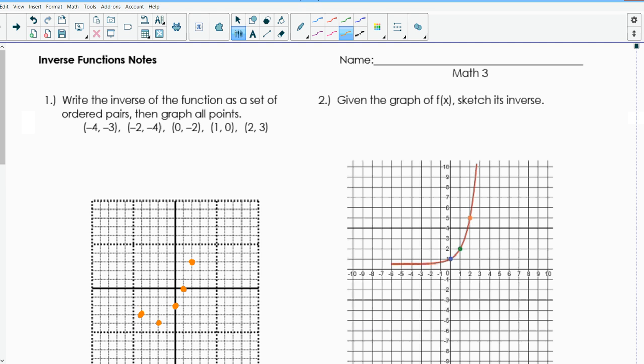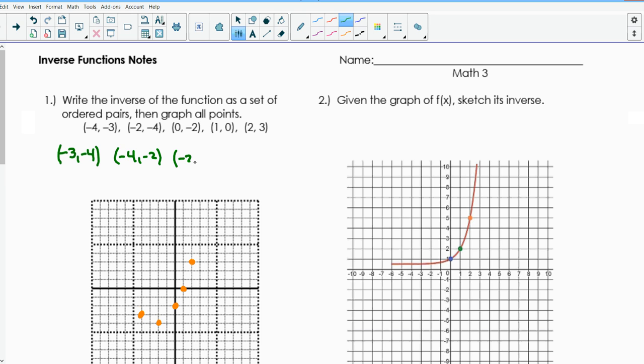Okay, so it should look like this. We're not going to connect them. It's not a function. It's just coordinates. Okay, the inverse of these coordinates just means that you flip-flop their order. So instead of -4, -3, write down -3, -4. And then -2, -4 becomes -4, -2. Notice that I'm not changing any positives to negatives or negatives to positives. That would be opposite. Inverse just means we flip-flop their order.